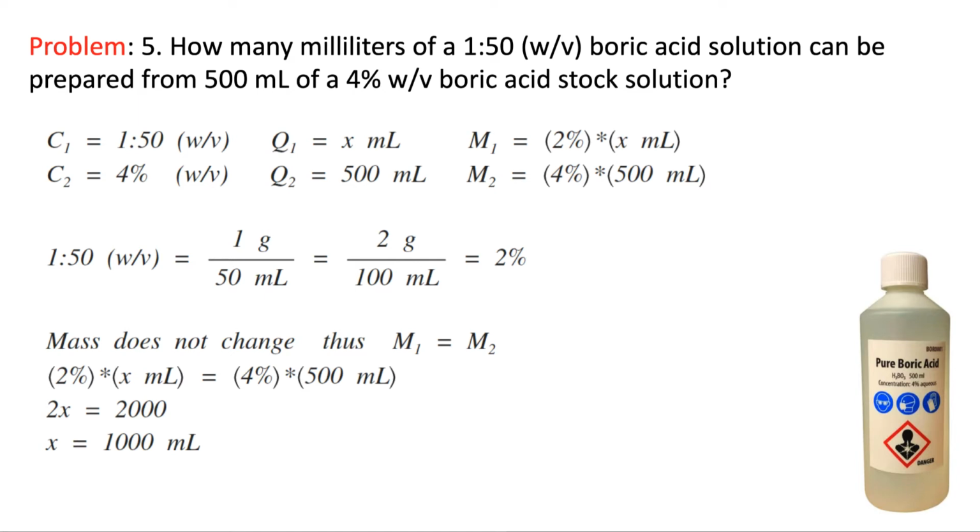Now I can drop my units and just do the math. So 2 times X is equal to 2X. And that would equal 4 times 500, which is 2,000. I divide both sides by 2, and I see that X equals 1,000 milliliters, which is essentially the answer to this question, which wanted to know how many milliliters of 2% solution can I make using 500 milliliters of a 4% solution? And the answer to that question is 1,000 milliliters.